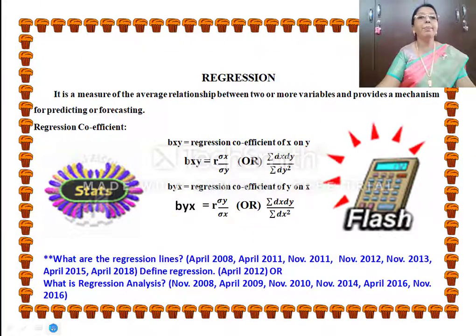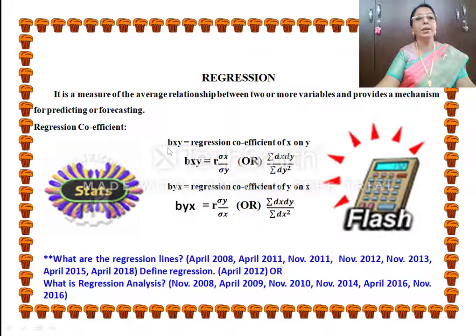Regression. It is a measure of the average relationship between two or more variables, and it provides a mechanism for predicting or forecasting the future. So when it comes to regression, there are two regression coefficients: the regression coefficient of x on y and the regression coefficient of y on x.